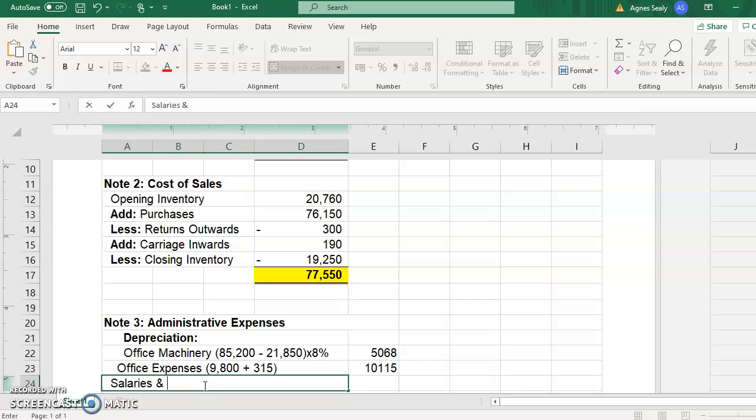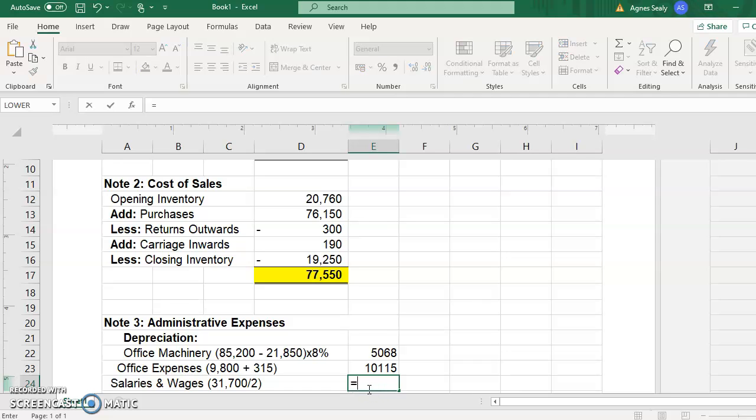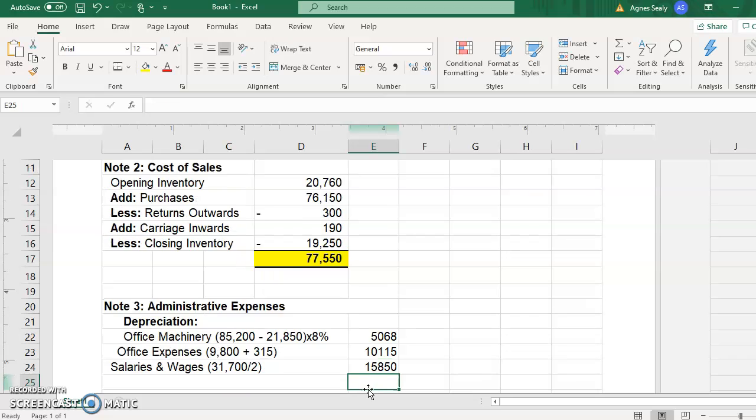Our salaries and wages are our next expense. And we were told that half of this is for the office, the other half is for the delivery crew. So our salary and wages was $31,700. That is divided by 2. So 31,700 divided by 2. So office salaries is $15,850.